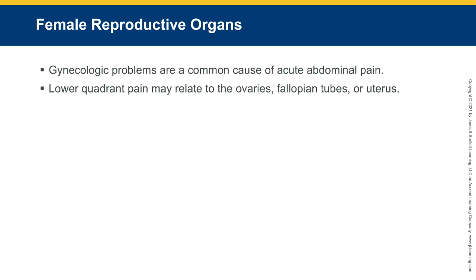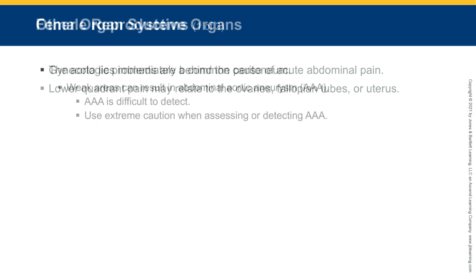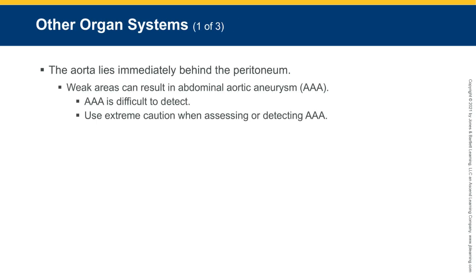Gynecologic emergencies can cause lower abdominal pain related to the ovaries, fallopian tubes, or uterus. Conditions such as ectopic pregnancy, ovarian cyst rupture, or pelvic inflammatory disease require urgent medical care. The aorta lies just behind the peritoneum. Weakness in its walls can lead to an abdominal aortic aneurysm, AAA, which is difficult to detect and can be life-threatening if it ruptures. Handle AAA cases with extreme caution.